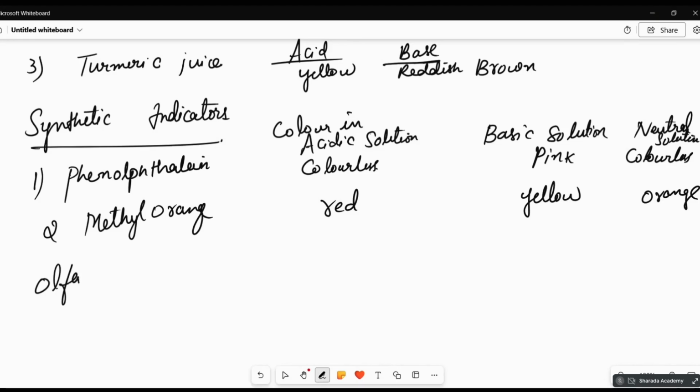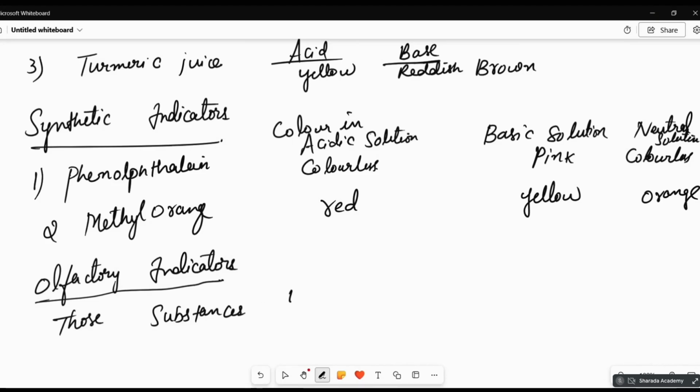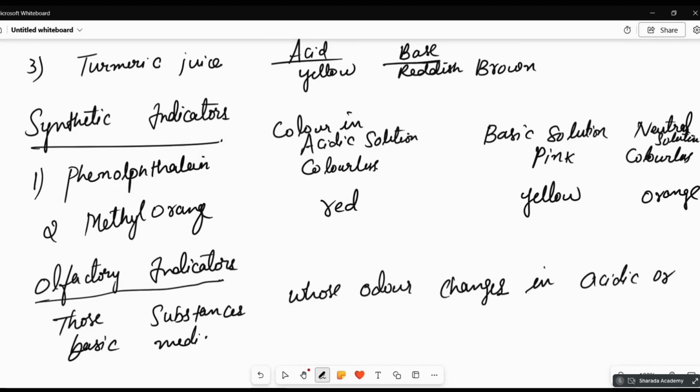And then comes the olfactory indicators. Those substances whose odor changes in acidic or basic medium are called olfactory indicators.